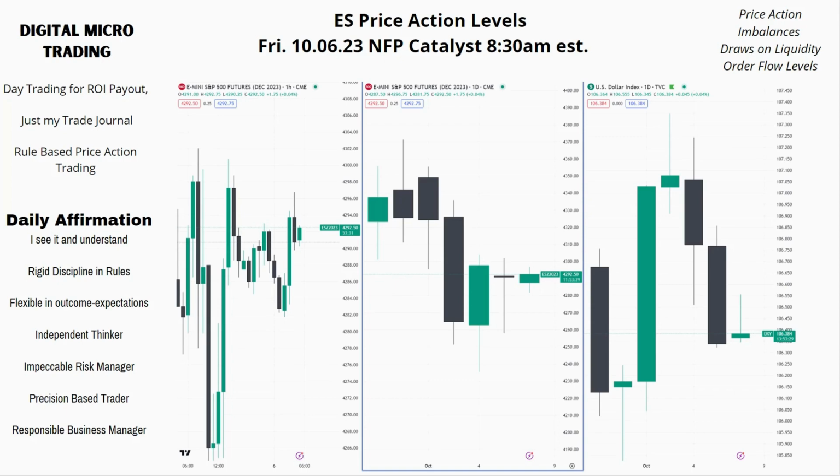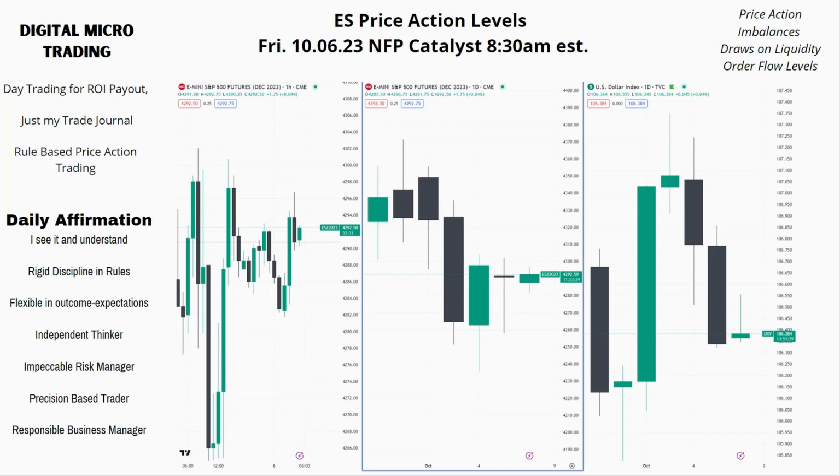We're going to do some chart analysis on the ES Mini S&P 500 futures contract and the DXY dollar. Daily affirmation: I see it and understand, rigid discipline and rules, flexible in outcome expectations, independent thinker, impeccable risk manager, precision-based trader, responsible business manager.